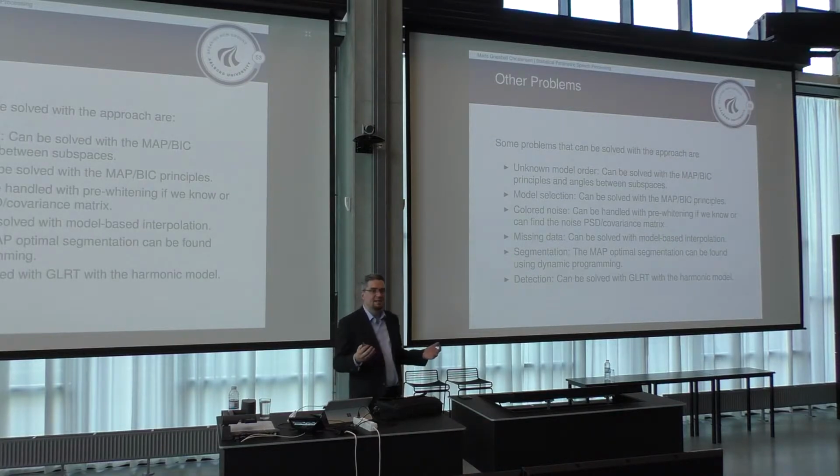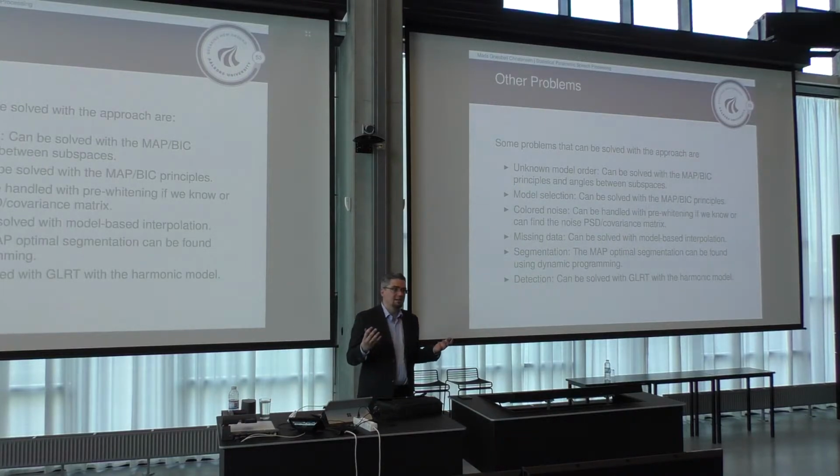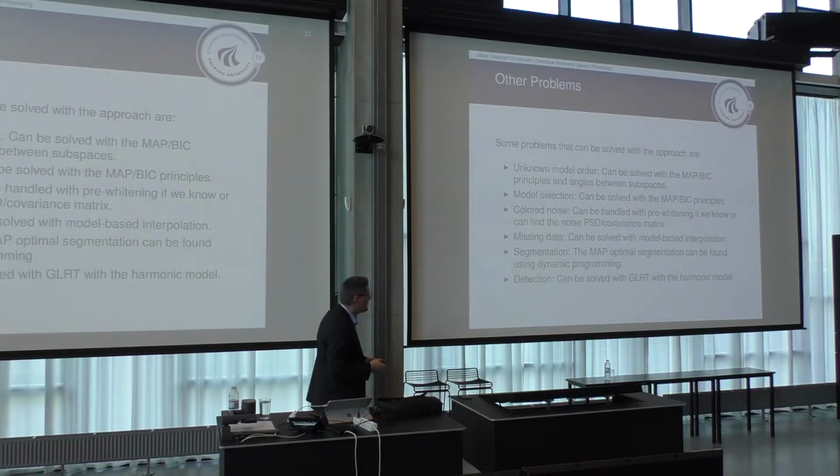What if we have some missing data? What if some data is lost in transmission, like it is over the internet? What if some parts are corrupted? Well, we can deal with that also with the harmonic model. We've also shown that. You can also find an optimal segmentation of a given signal, given a set of different models. You can also solve the detection problem consistently.